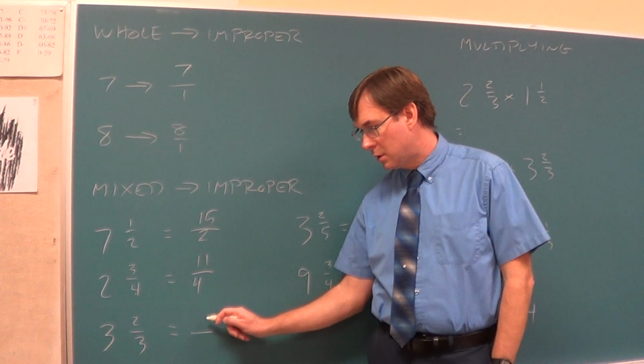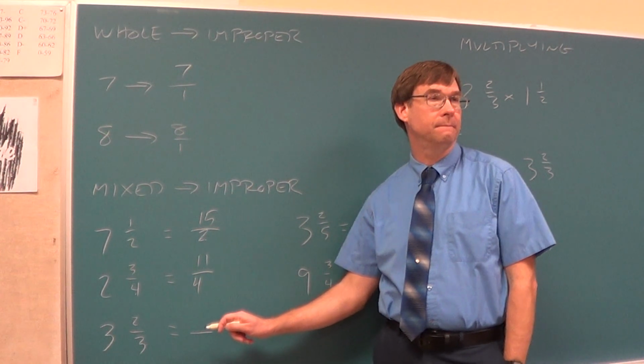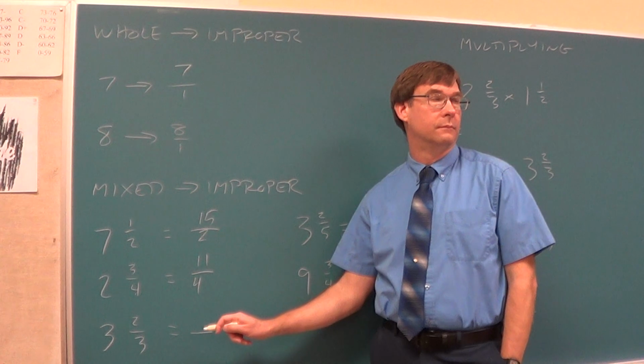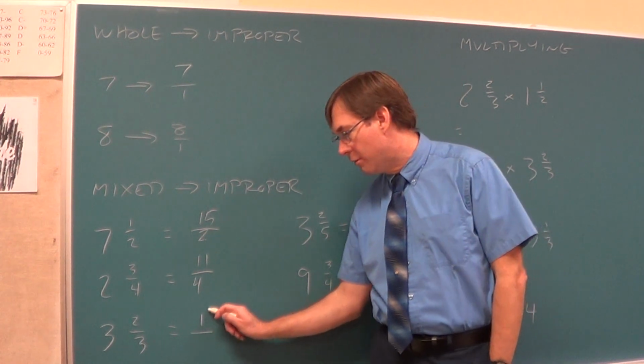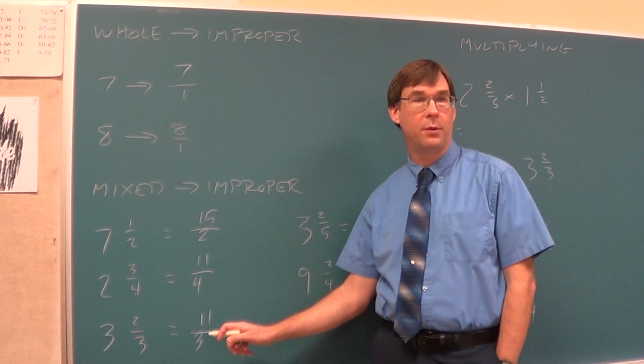So the bottom is a 3. Yeah. It would be 11 over 3. It is 11 over 3. Anybody need a reminder how those 3 people did those 3?